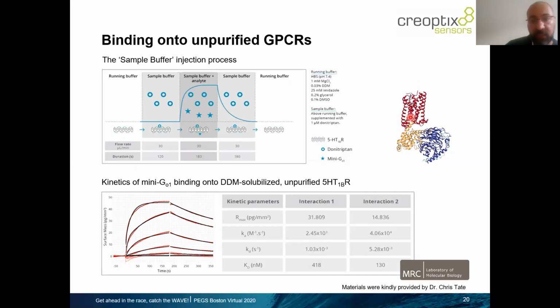With a small molecule agonist and a special injection process, we can activate the receptor prior to injecting the G protein, and then we can derive the kinetics of the G protein binding onto DDM solubilized but not fully purified serotonin receptor. So this is also something that can speed up your research, particularly when you are working with challenging GPCRs. So you can have a lot of information at the early stage of your pipeline.